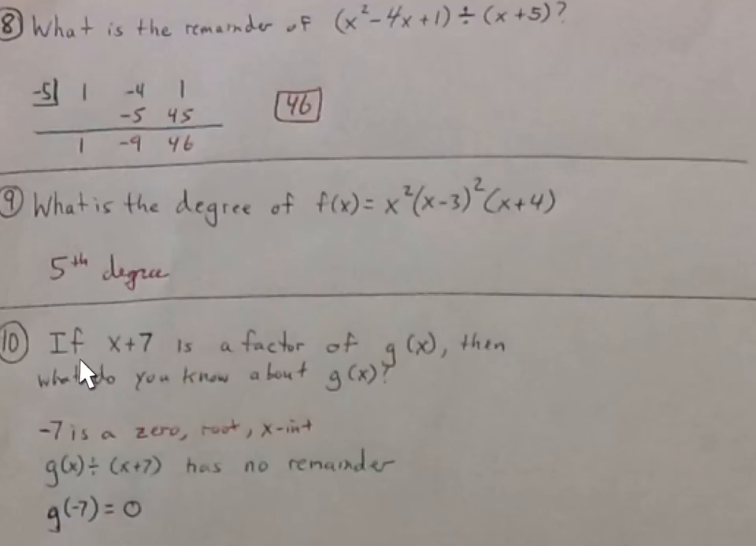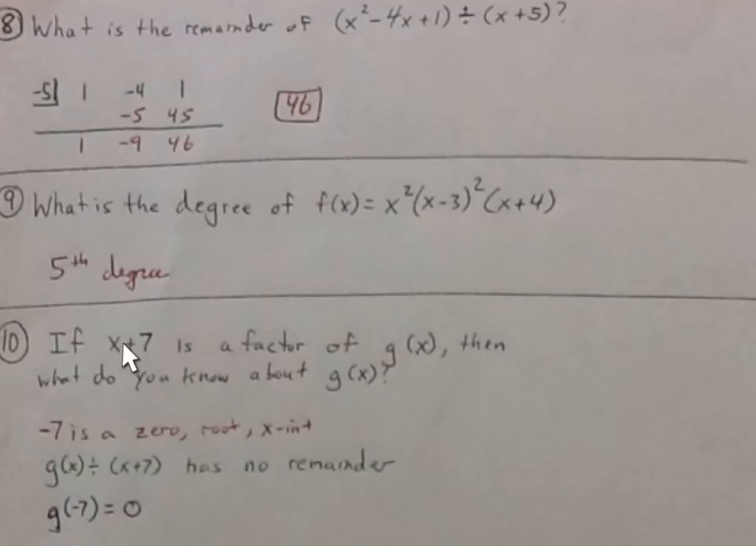Number 10. If x plus 7 is a factor of g of x, then what do we know about g of x? Well, here's some of the things we know. We know that -7 is a 0, which is also root, which is also x-intercept, just different names of the same thing. Because remember, if x plus 7 is a factor, the opposite is a 0. Okay, so we know that.